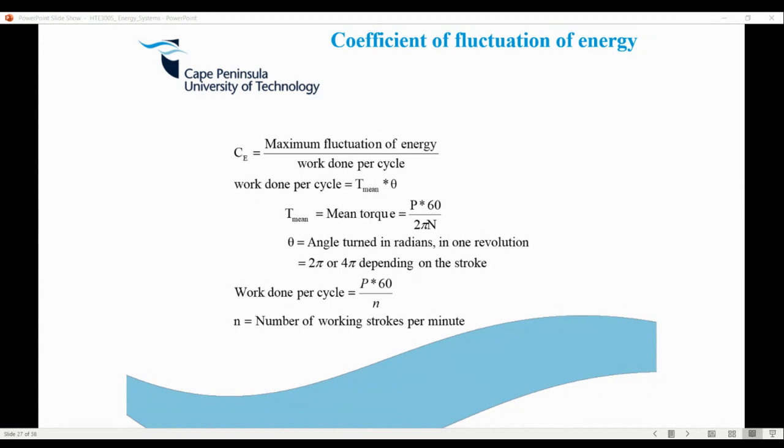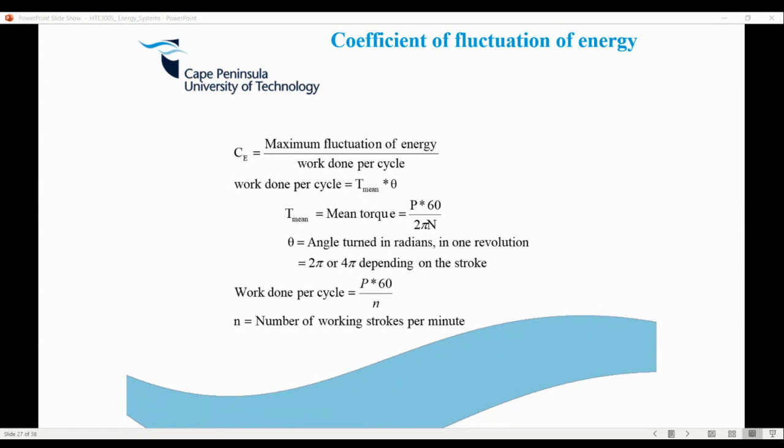And from that arises a metric, which is called the coefficient of fluctuation of energy. I'm lecturing university style now. You just talk, and don't do any example. CE is basically that fluctuation of energy divided by the work done per cycle, which could be found using mean torque times theta, where theta could either be 2 pi or 4 pi depending on the stroke. But the one we normally use is the work done per cycle, which is power times 60 divided by the number of strokes per minute.